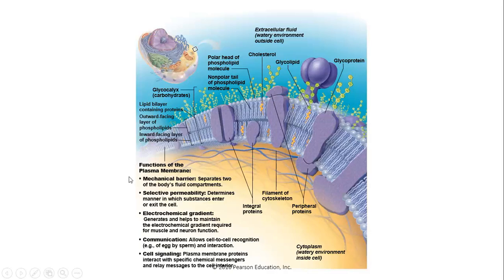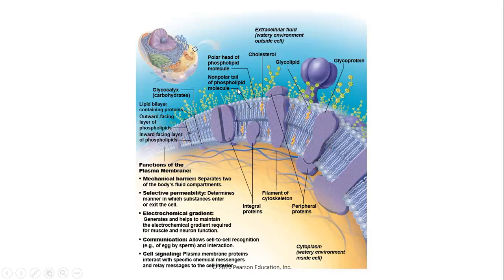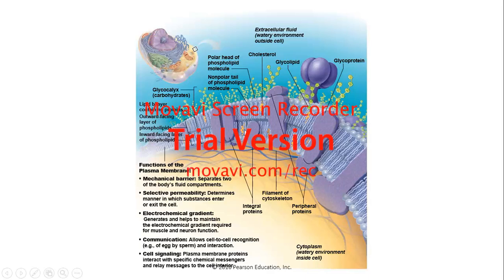So some of the functions that this image is telling you about the plasma membrane: mechanical barrier, okay, again separates the inside of the cell from the outside of the cell. It's selectively permeable, so certain things, like small things like gases, can diffuse through. Certain hormones that are lipid derived can go through the plasma membrane, okay? So certain things can go through the plasma membrane, but then again, like I said, a lot of things cannot, all right?